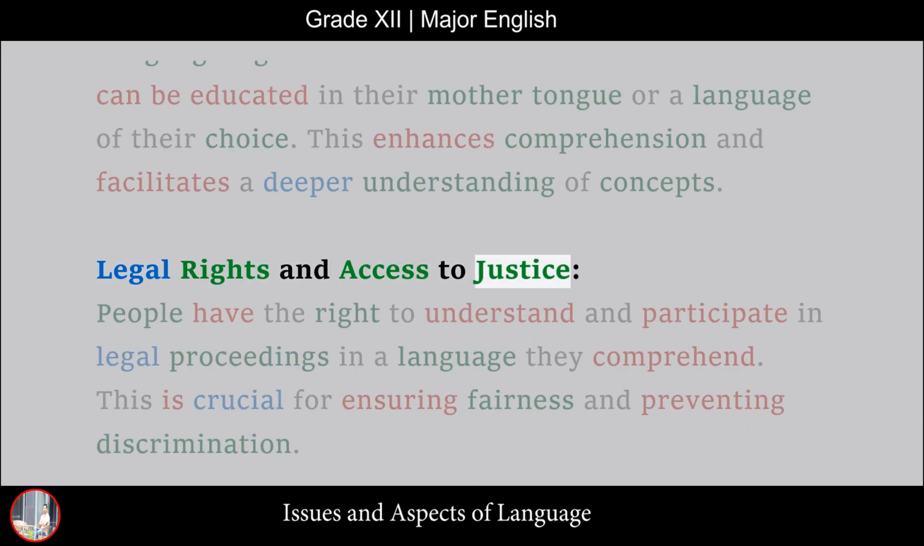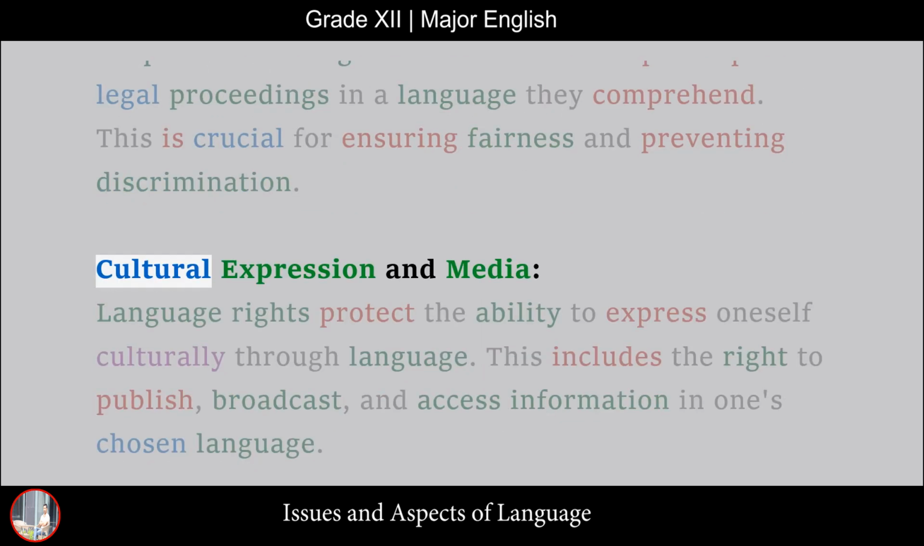Legal rights and access to justice. People have the right to understand and participate in legal proceedings in a language they comprehend. This is crucial for ensuring fairness and preventing discrimination.